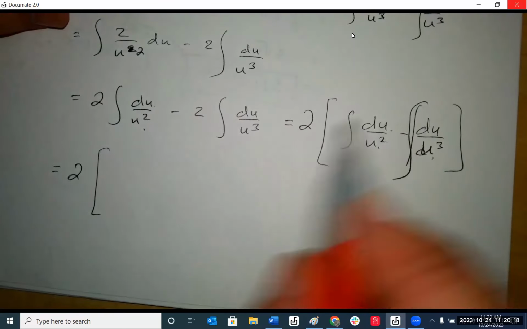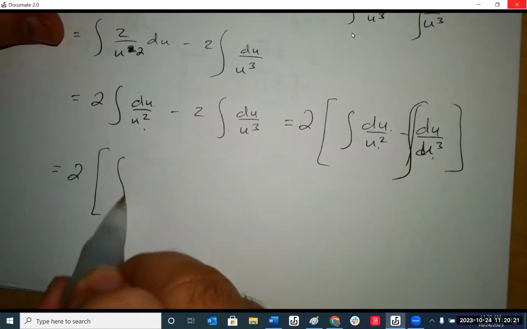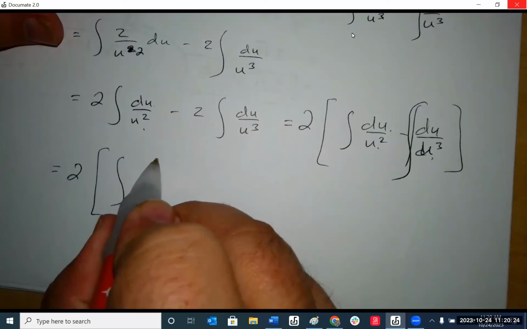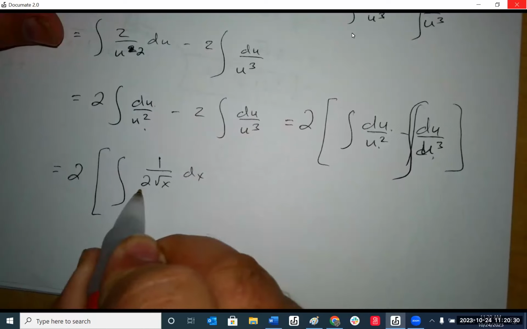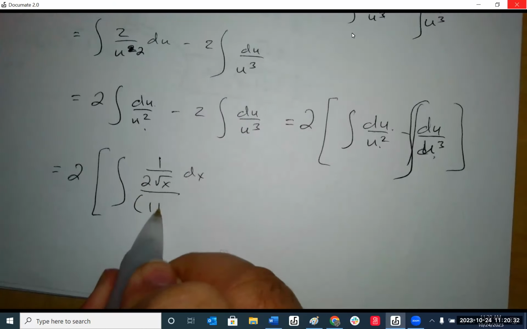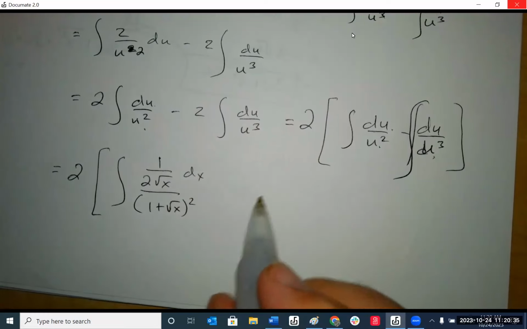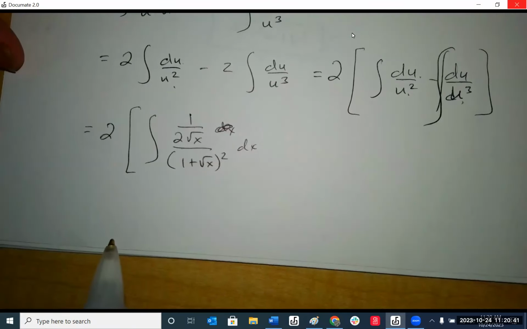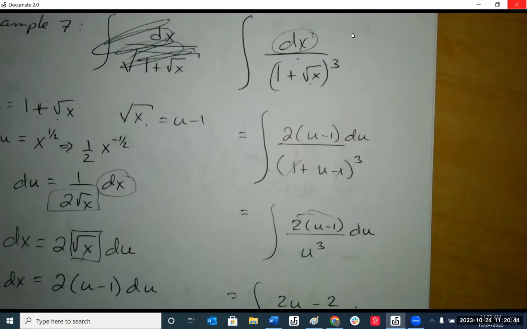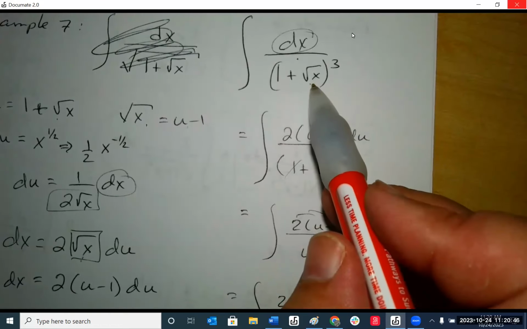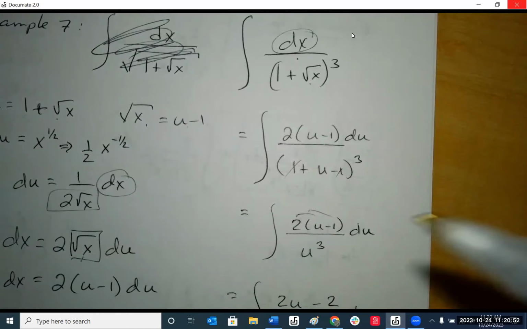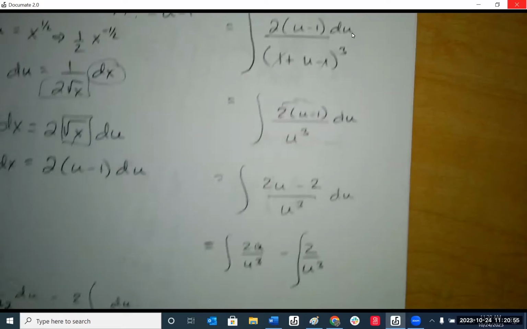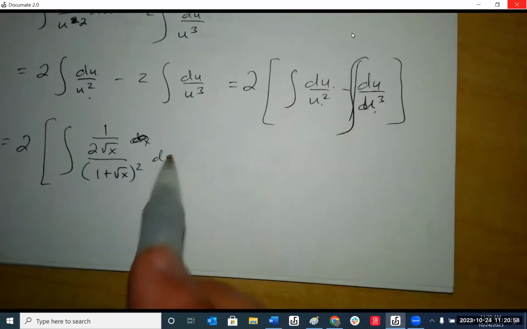Okay, let's put those back in there. 1 over 2 square root of x dx over 1 plus radical x squared. What's that? Good question. I think it was this. dx is 1 plus radical x cubed. So actually I got myself in this corner down here.